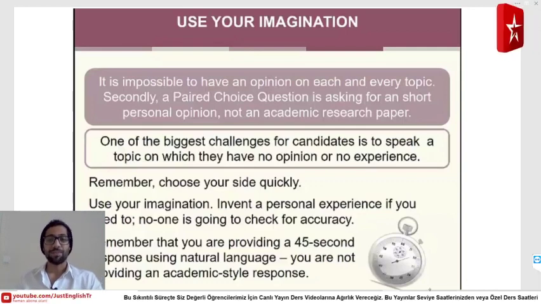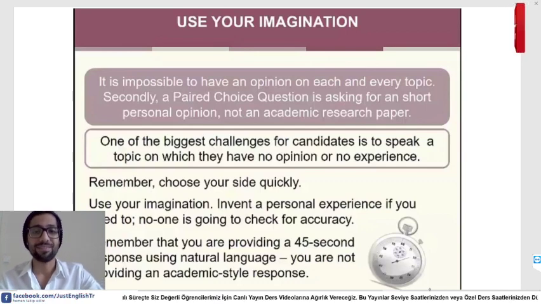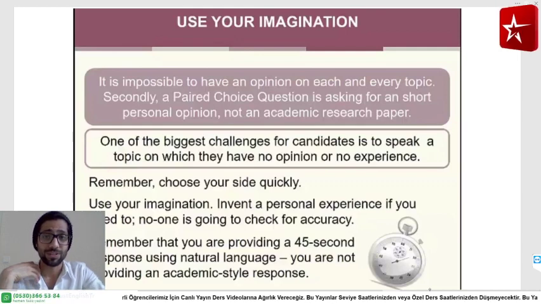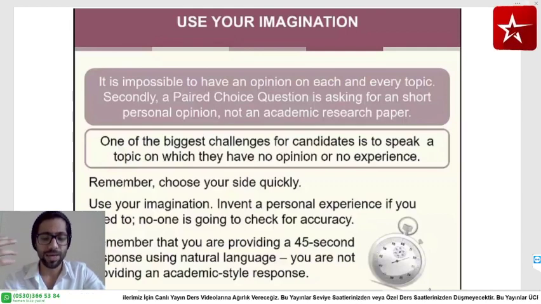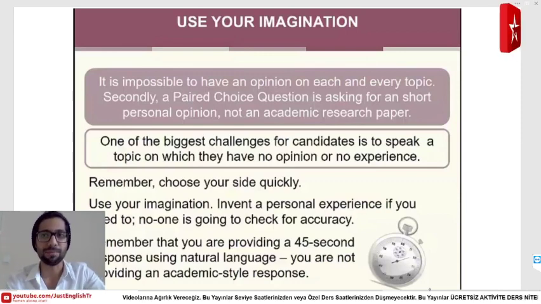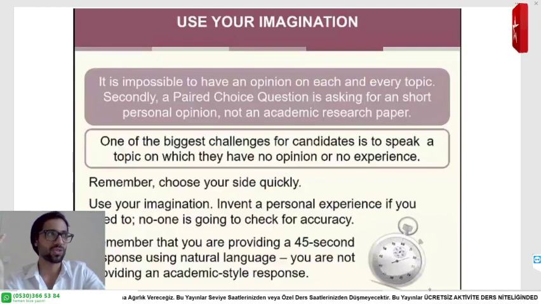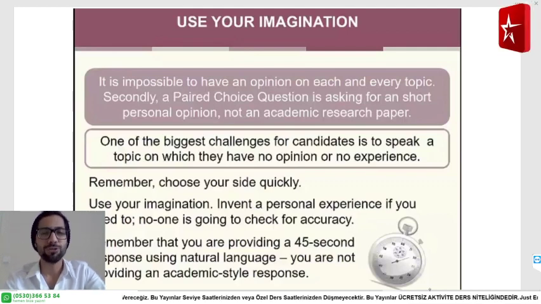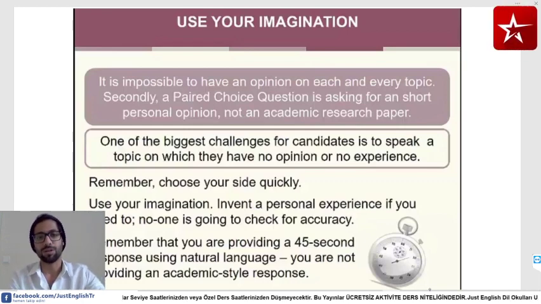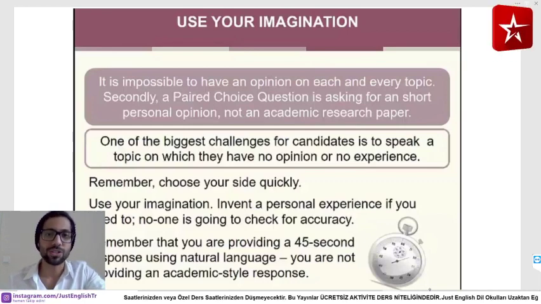Here he says that even if you don't have an experience, invent. Now that's what I'm doing with my students between now and then. I make them talk about some things which make them brainstorm. You know, I'm talking about, let's talk about science and let's talk about the universe. Let's talk about the other side of our planet Earth.